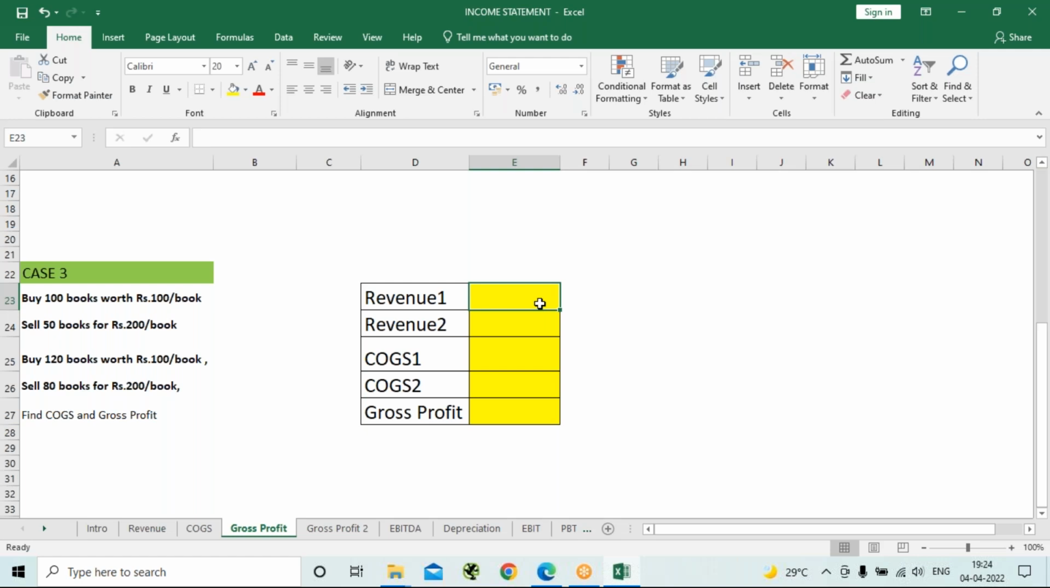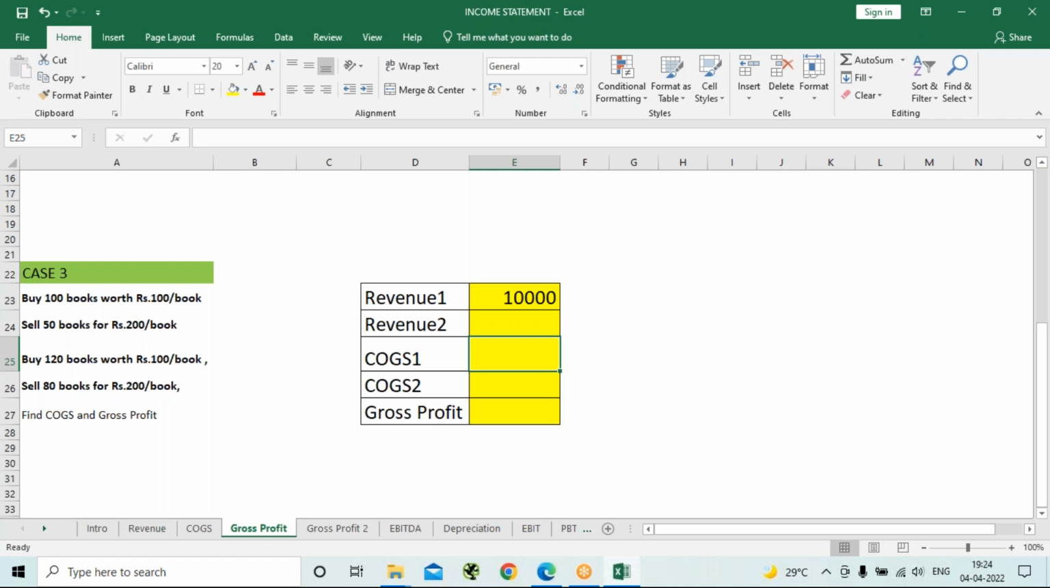Okay, so let me take this. Revenue for the first one. Have a look at the sales that has happened for the first sale. It is going to be 50 into 200. So this is the first sales. Then go to the first COGS. We have revenue two also, the second sales details are there, but try to do it one by one so that it will be easy for you to make the calculation easily.